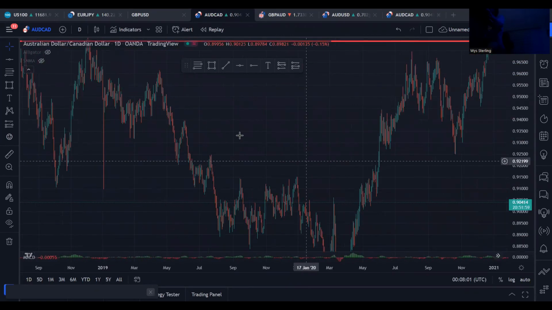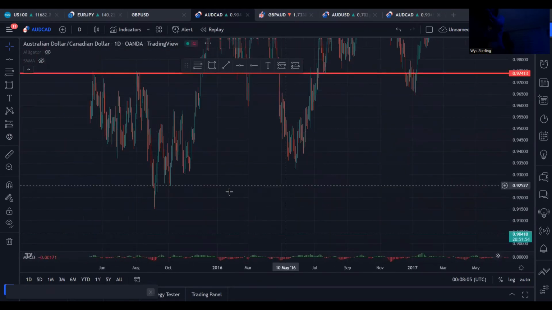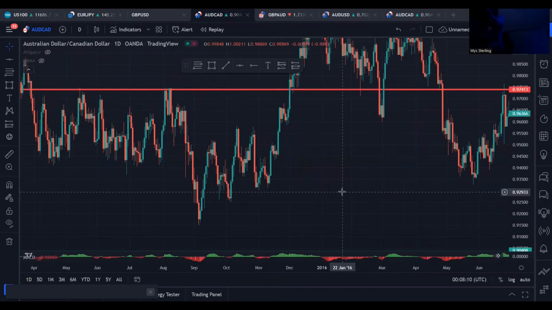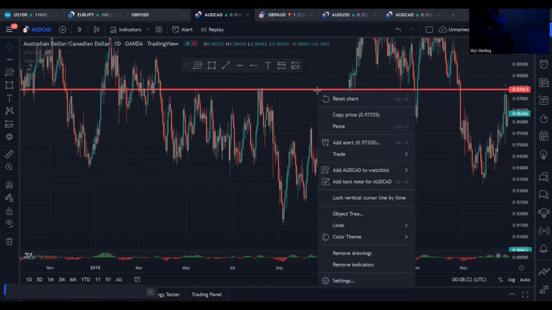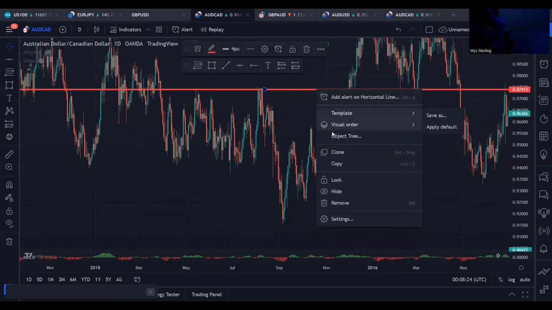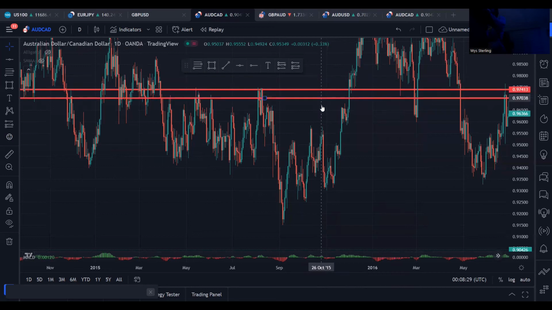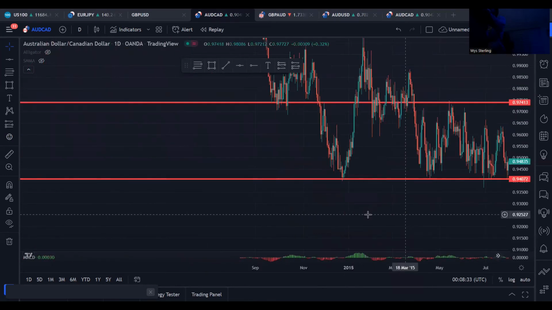So let's try and find another one right here with the same horizontal line. We are not going to use the rectangle to draw this one. As I always tell you, we use the previous to predict the future. So we clone this one like this, we clone it like that, then we drag it down here.